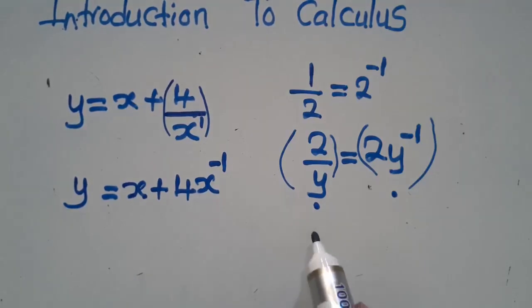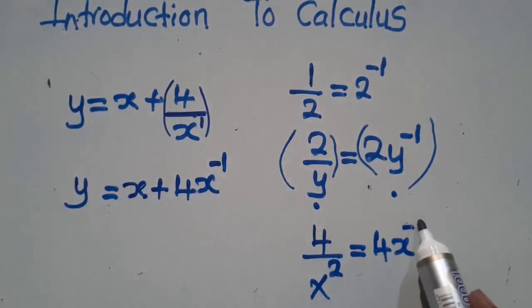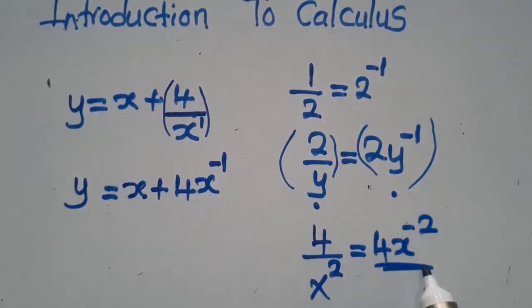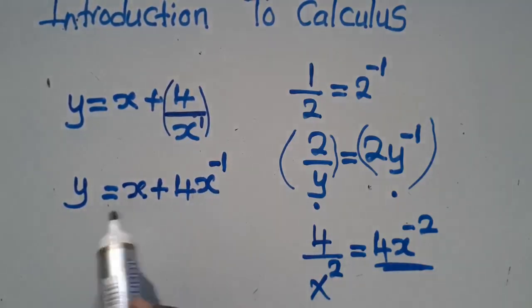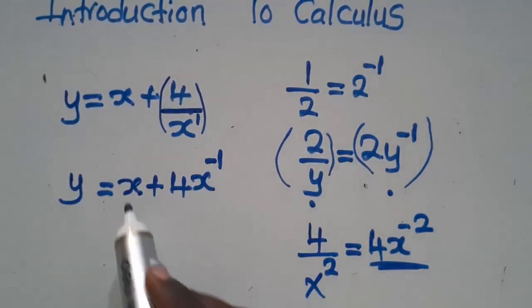Same applies if you've got something like 4 over x squared. If you write it in negative index, you're going to have 4x to the power negative 2. These two are just the same. What is happening is that when this goes on top, it is having a negative. You can just be playing with these numbers, just one and the same. So the first thing you need to do is to do that. This is what you are supposed to do. So you change this.